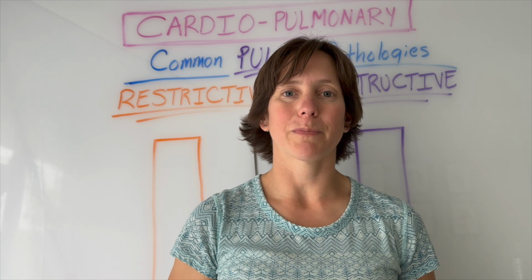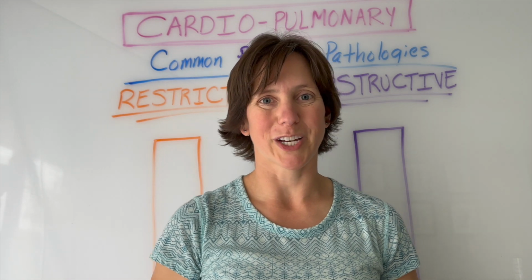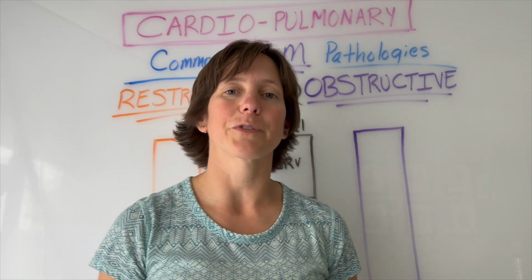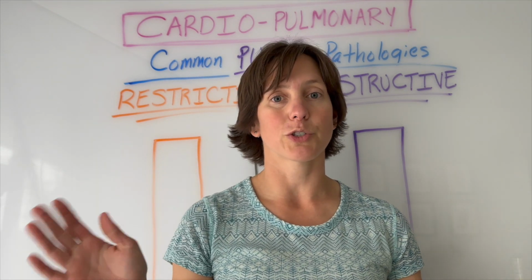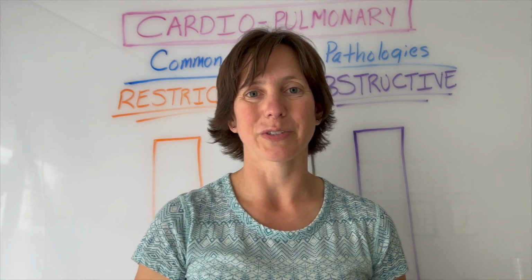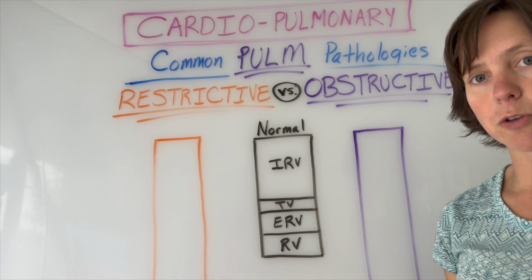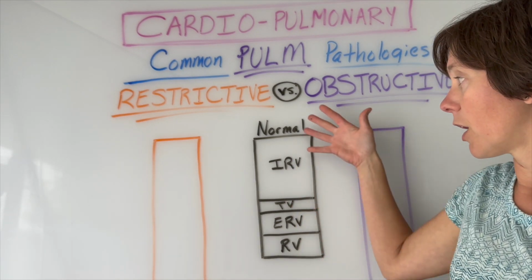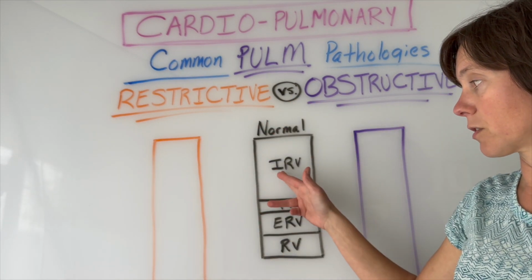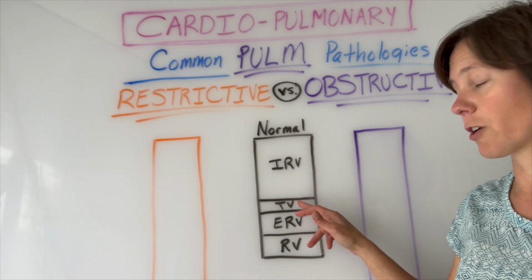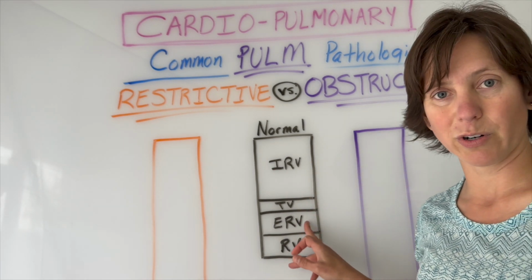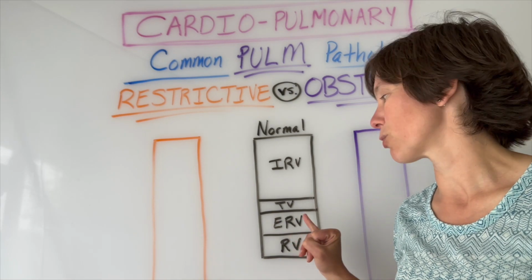Now we are going to talk about common pulmonary pathologies. We're going to first look at the difference between restrictive and obstructive pulmonary conditions. So if we remember our normal tidal volumes and the lung capacities, here's the normal scale with our inspiratory reserve volume, our tidal volume, expiratory reserve volume, and our residual volume.